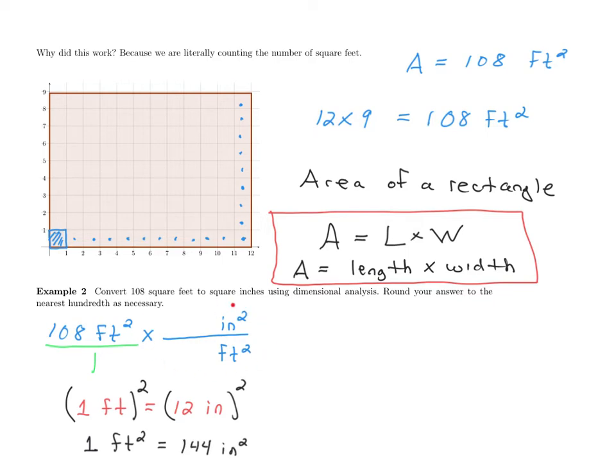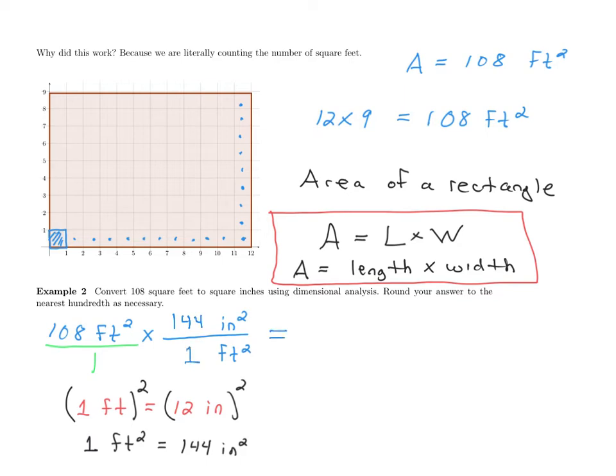So what numbers would go in this fraction to convert this from square feet to square inches? There are 144 square inches for every 1 square foot. So essentially, I'll put 144 here and 1 here.